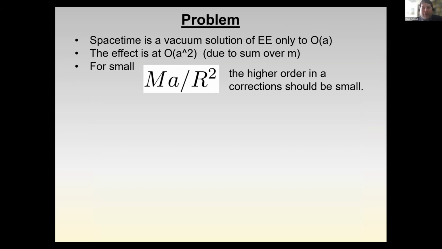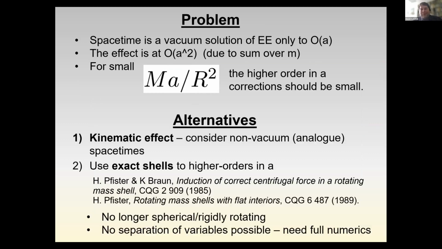Of course, this calculation has many problems. Some of them are even theoretical, not only experimental. One of them is that we really took the metric to linear order in the rotation parameter, and this should be good as far as this quantity here is small. However, the detection is really at the level of OA squared. So qualitatively it's probably correct, but quantitatively it may not be.